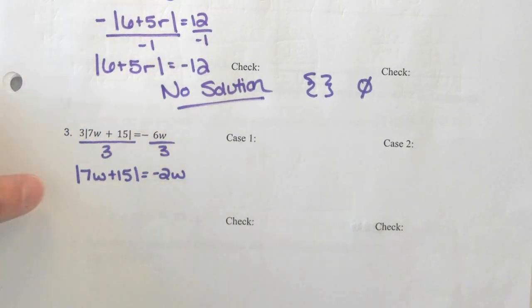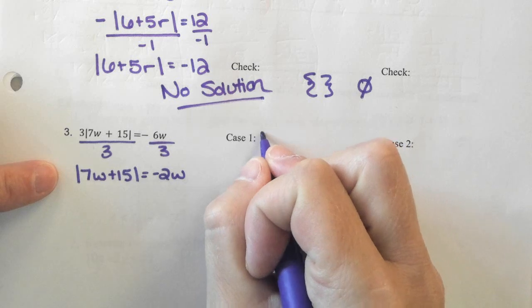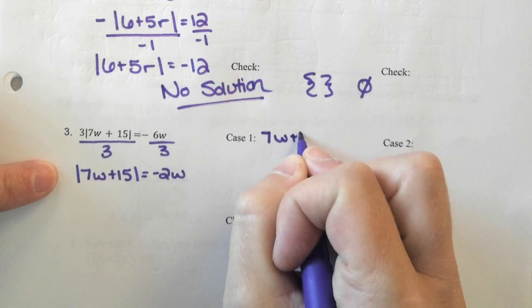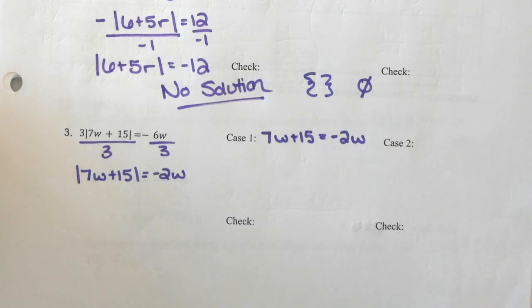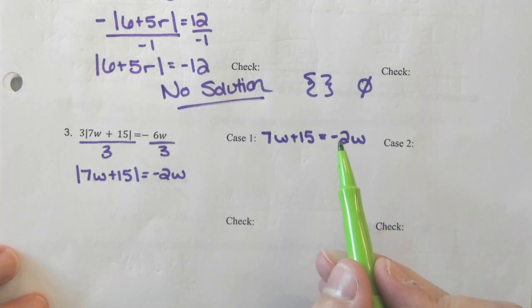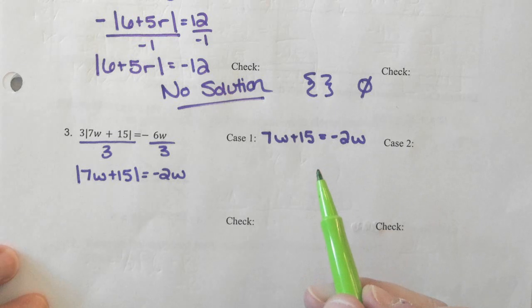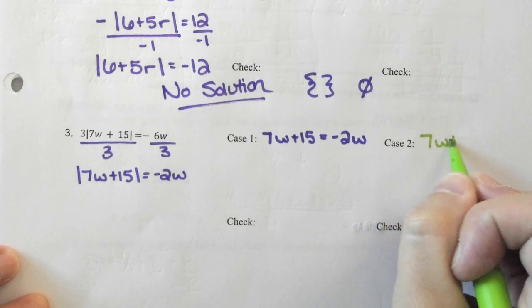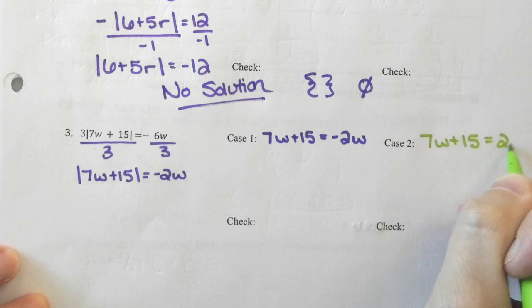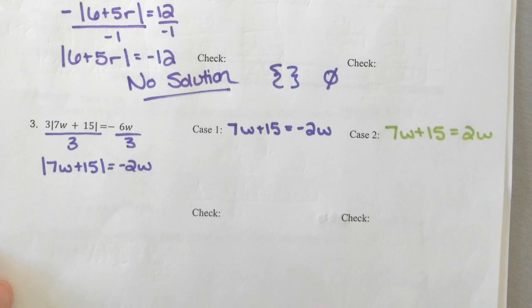Okay, so we have 2 options. Case number 1. 7w plus 15 could be equal to negative 2w. So that's one thing that could happen. Normally, I make this negative. When I go to make it negative, what's a negative 2w? Yeah. So these are my 2 situations that I've got to explore. Let's explore the purple one first.